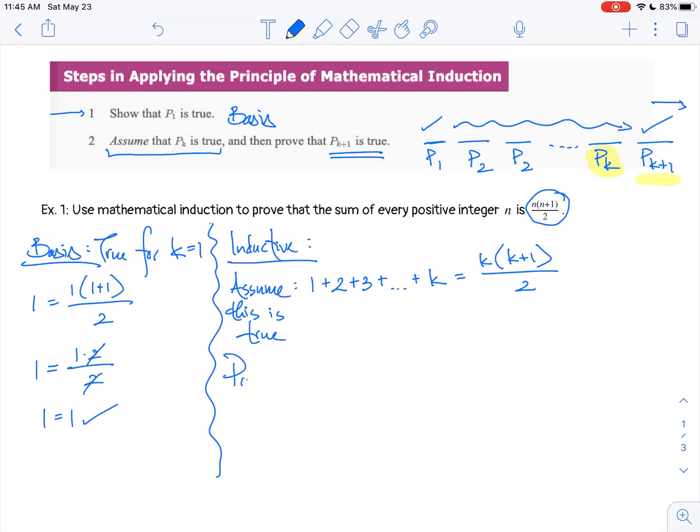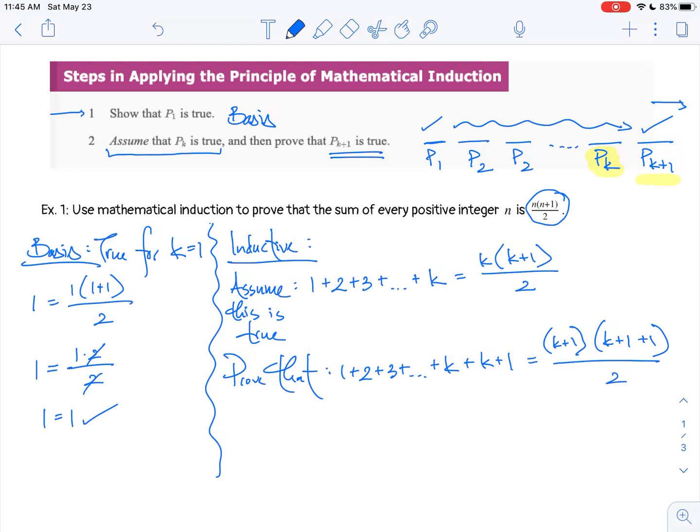And now we're going to prove that it's true if we have this: 1 plus 2 plus 3 plus ... plus k plus 1, because we're going to go an extra one. And now equals, well, that means everywhere I see a k, I'm going to need to plug in k plus 1. So k plus 1 times k plus 1 over 2.